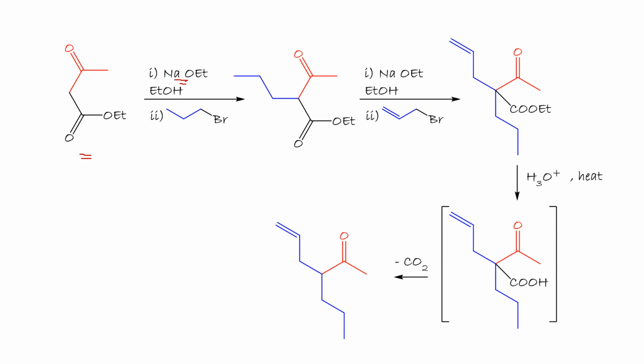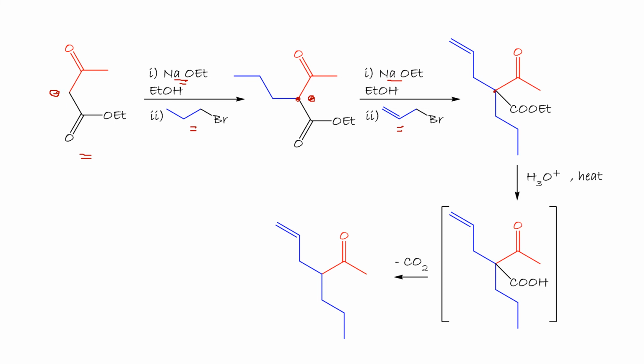Here is the synthesis starting with acetoacetic ester. Treat with sodium ethoxide to form the enolate, and treat that with propyl bromide or bromopropane. We alkylate the alpha position. We still have one acidic hydrogen here, so treat this compound with sodium ethoxide, form again the anion, the enolate, and treat that with allyl bromide to form this compound.